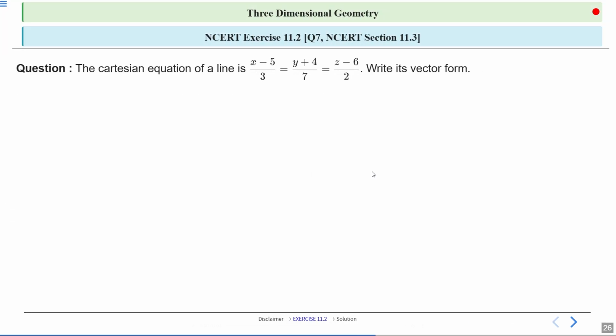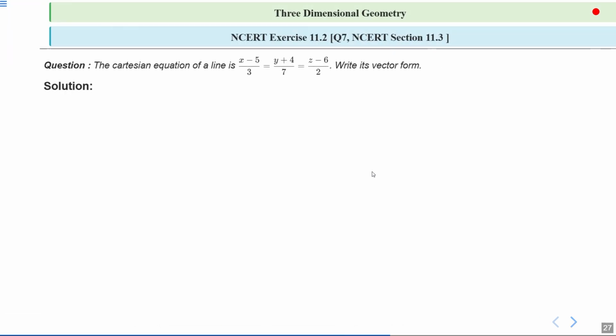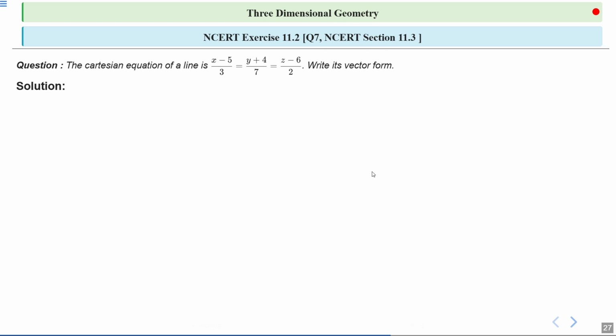Now look at question number 7. In this question, we are given the Cartesian equation of a line, that is x minus 5 over 3 equals y plus 4 over 7 equals z minus 6 over 2. Here we are asked to write the equation in its vector form. So first of all, try it yourself and then the solution. So let's start the solution.